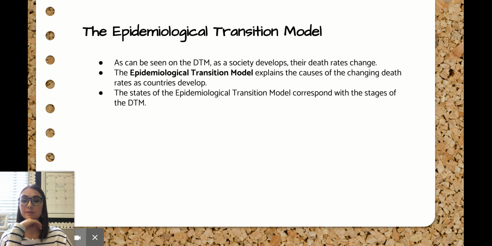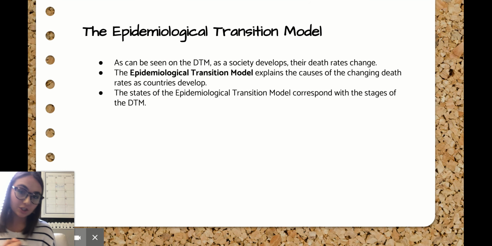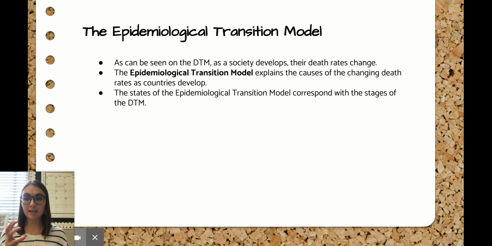The next model we're going to look at kind of goes with the demographic transition model. So the way I like to describe this is that they are two different models, but the demographic transition model can exist without the epidemiological transition model, but the epidemiological transition model would not exist if the demographic transition model didn't exist.